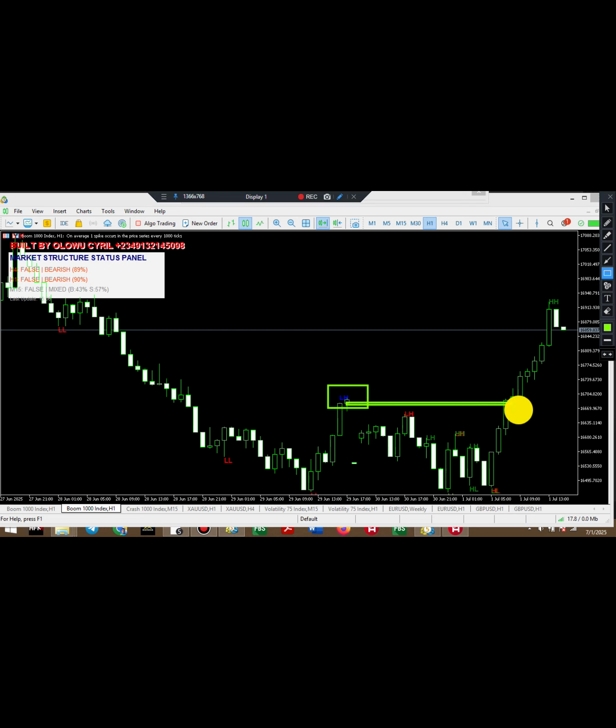Then on the H1, we also had our first change of character around this point, right? Our first change of character was around this point. So likewise our M15.